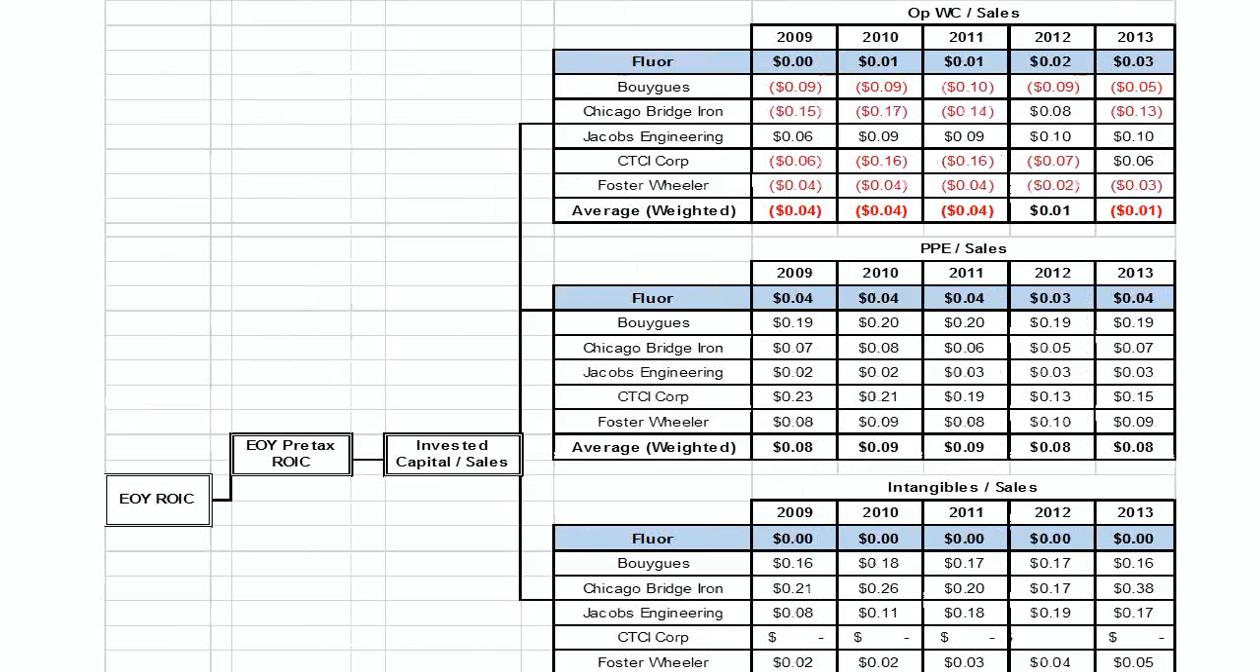Next was the productivity. If we look at productivity, we see that PP&E over sales stayed the same for both the industry and Fluor for this 5-year span. Operating capital over sales was the one factor that increased over this time, which was the main driver of invested capital over sales, which, as we said, wasn't as big a factor in the pre-tax ROIC as operating margin.